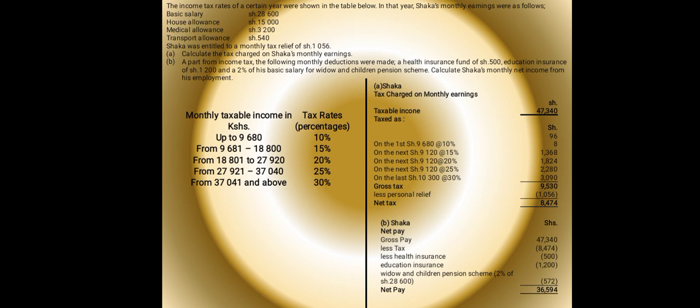So this is self-explanatory. Table 1 shows how the tax is calculated to get a net tax of 8,474. And then the last table shows the net pay, starting with the gross pay, less tax, less health insurance, less education insurance, less contribution to widow and children pension scheme, and then we have his net pay as 36,594 shillings.